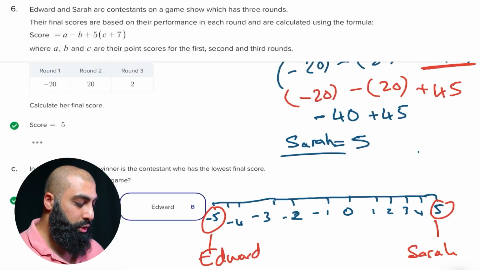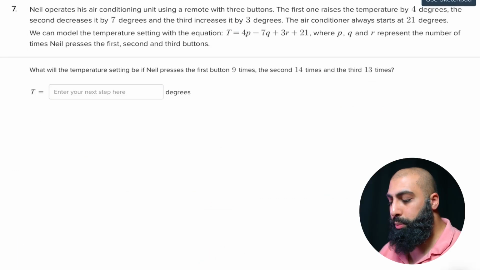Okay, that's a good question. I like that question. Question 7, word problem. Neil operates his air conditioning unit using a remote with 3 buttons. The first one raises the temperature by 4 degrees, the second decreases it by 7 degrees, and the third increases it by 3 degrees. The air conditioner always starts at 21 degrees.